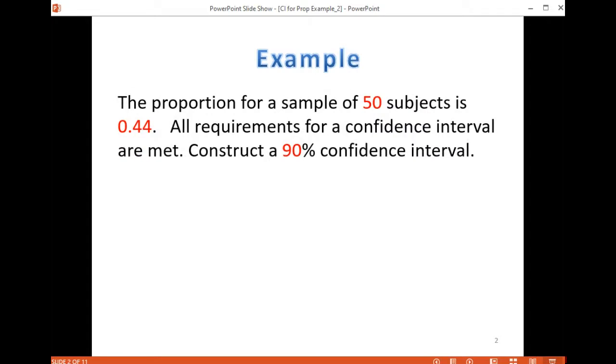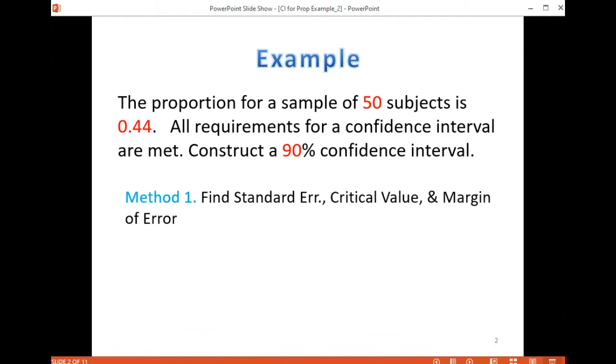The proportion for a sample of 50 subjects is 0.44. All requirements for a confidence interval are met. Construct a 90% confidence interval. We talked about the requirements before. For all procedures, there are requirements. The requirements refer to the assumptions and conditions. So to make life easy and so that we can just concentrate on how we actually calculate the confidence interval, we're not going to discuss the requirements at this time.